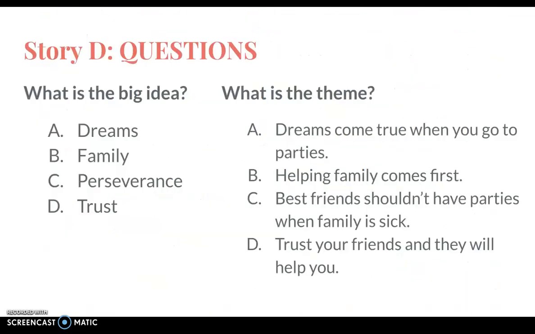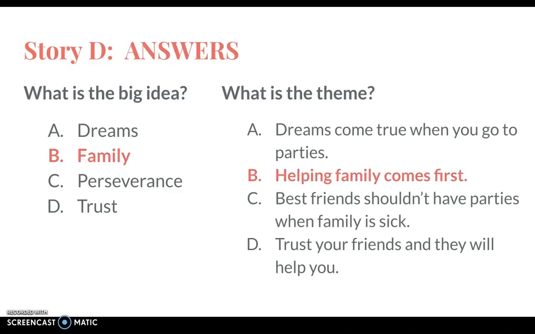So, from this story, we're going to think, what was the big idea? Dreams, family, perseverance, or trust? And what would the theme be, the moral of the story? Think about what the character learned. What did Greg learn? Your options are, dreams come true when you go to parties, helping family comes first, best friends shouldn't have parties when family is sick, and trust your friends and they will help you.